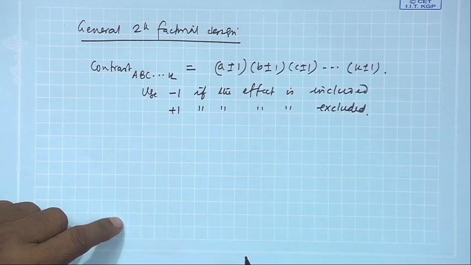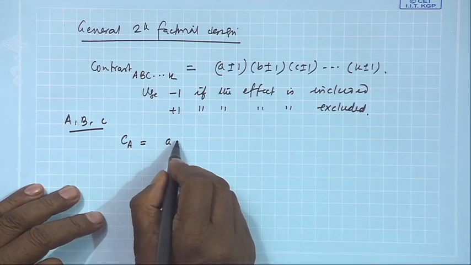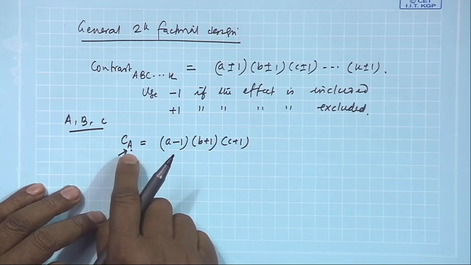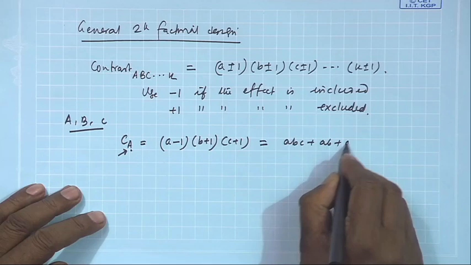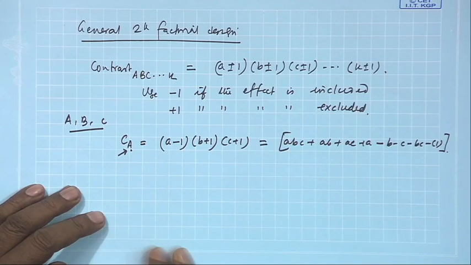What does it mean? Suppose I have 3 factors A, B, C, and I want to know the contrast for A. I write A minus 1 because A is included, and B plus 1 and C plus 1 because B and C are not included in the contrast calculation. Once you multiply and expand, you will find this is ABC plus AB plus AC plus A minus B minus C minus BC minus 1. This is what you have seen earlier also.